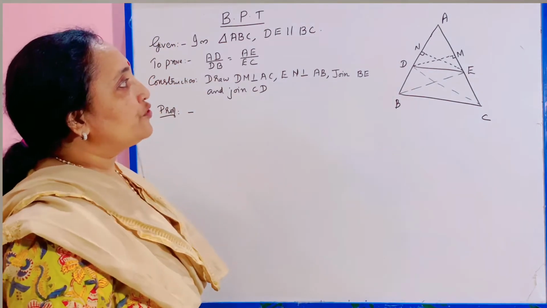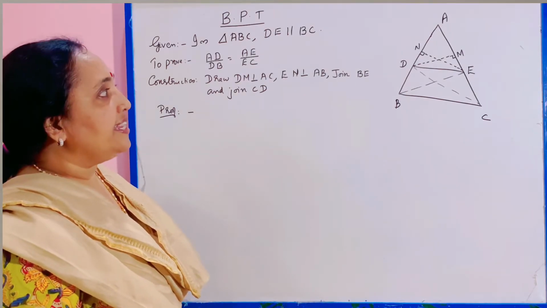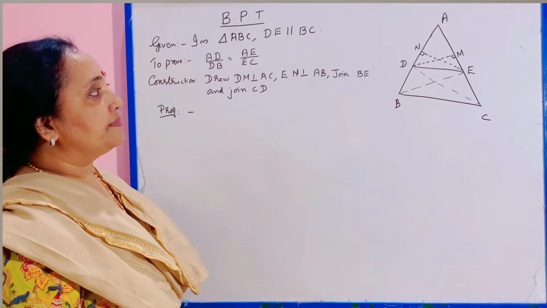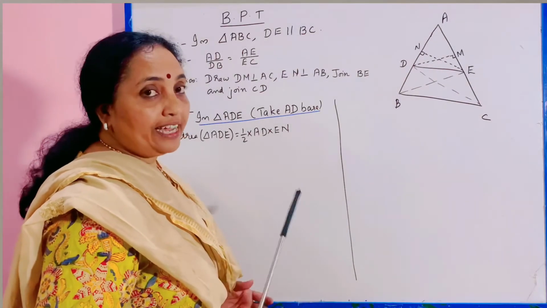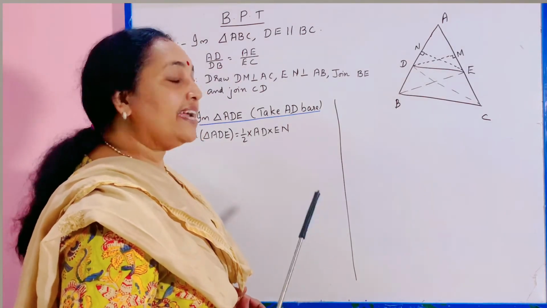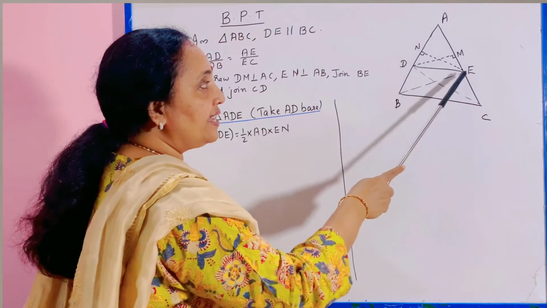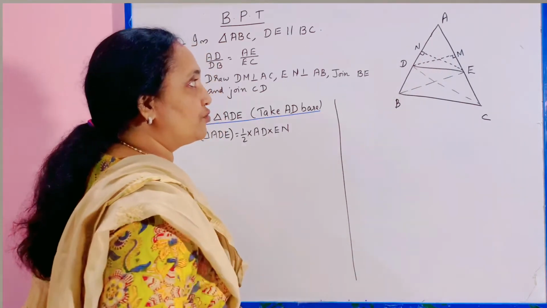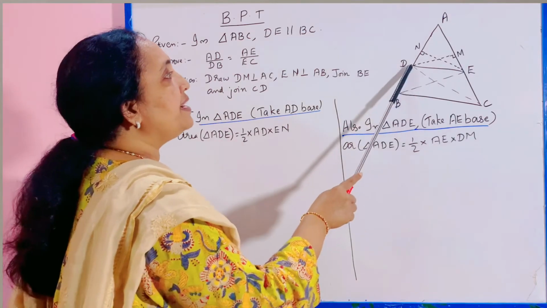Okay. Now look at triangle ADE. What is the area of triangle ADE if you take AD as base? That is half into AD into EN. Now again we can find the area of the triangle by taking AE as the base. If we are taking AE as the base, the area of triangle ADE is equal to half into AE into DM. Write that also. Now find the area of triangle BDE and take BD as base.